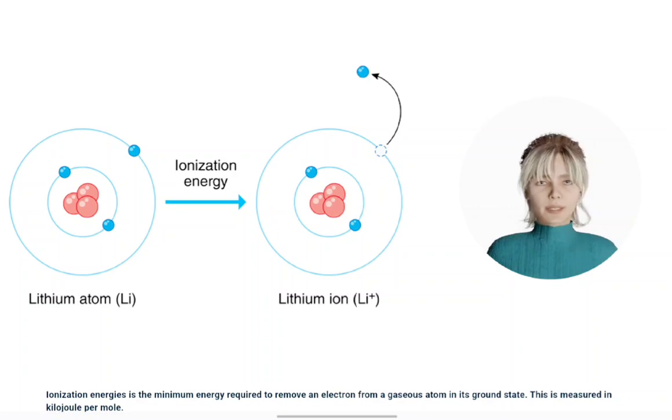Electron affinity is the negative of the energy change that occurs when an electron is accepted by an atom in gaseous state to form an anion.